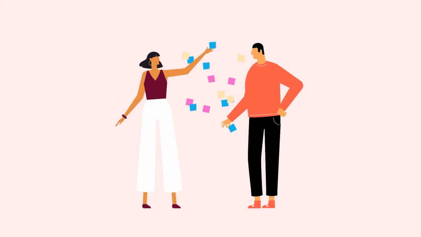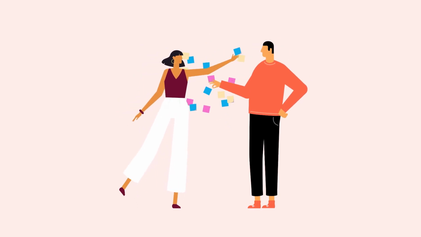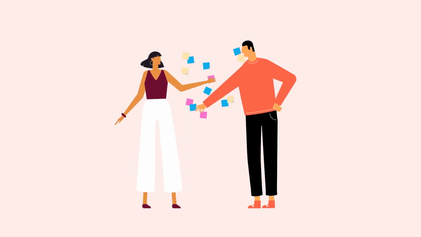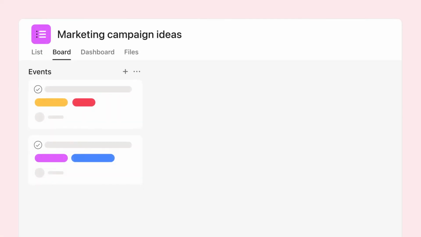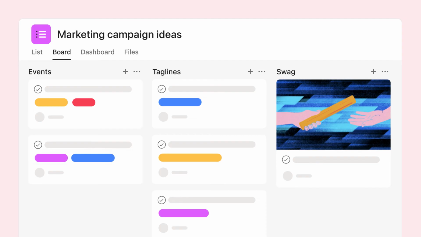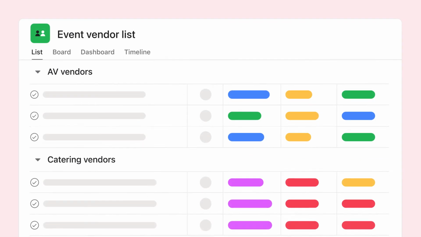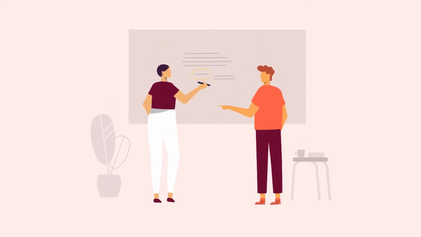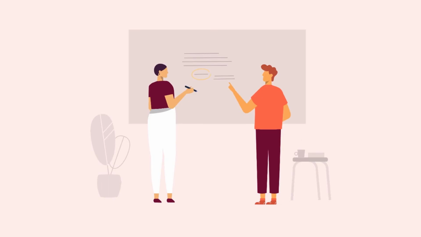Not everything your team does is a workflow. Sometimes you just need to organize information. For example, a marketing team might brainstorm ideas for a new campaign, or an events team might keep a list of favorite vendors. If it doesn't contain any actionable work, it's not a workflow.